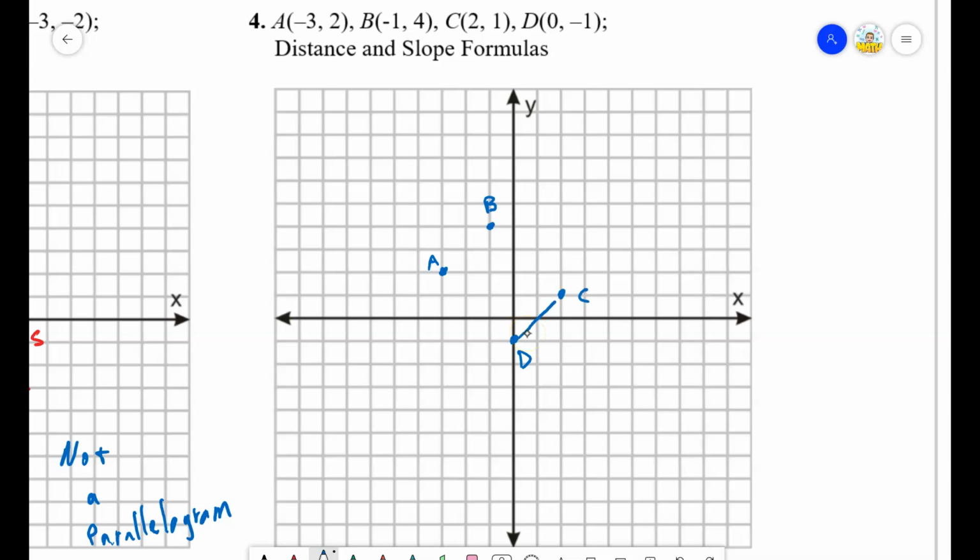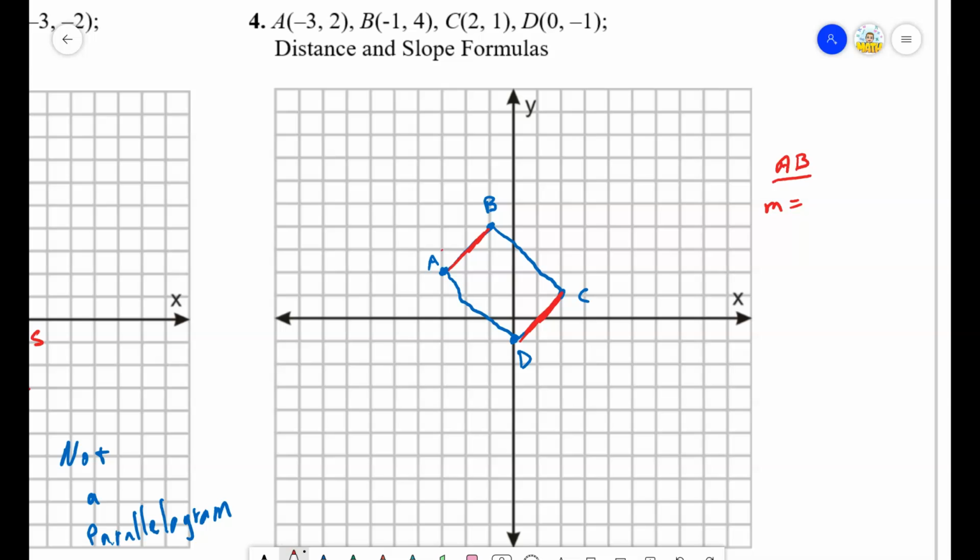So remember, since I'm going to use slope and distance, I'm only going to focus on one pair of opposite sides. All right, so I'm going to go ahead and focus on this side AB and this side DC. And I'm going to verify that they have the same slope and that they have the same length. So let's do slope first. The slope of AB.